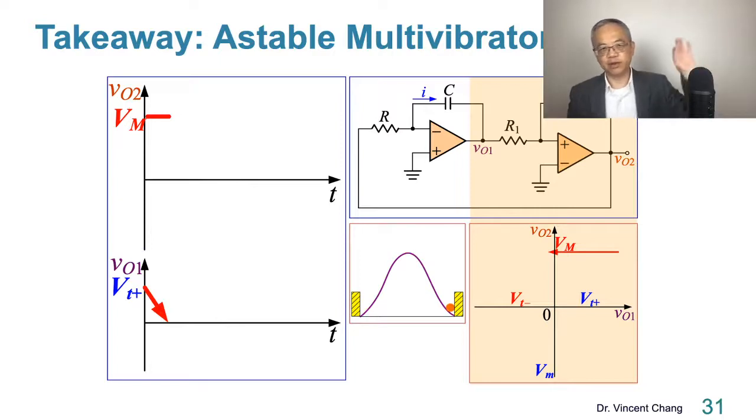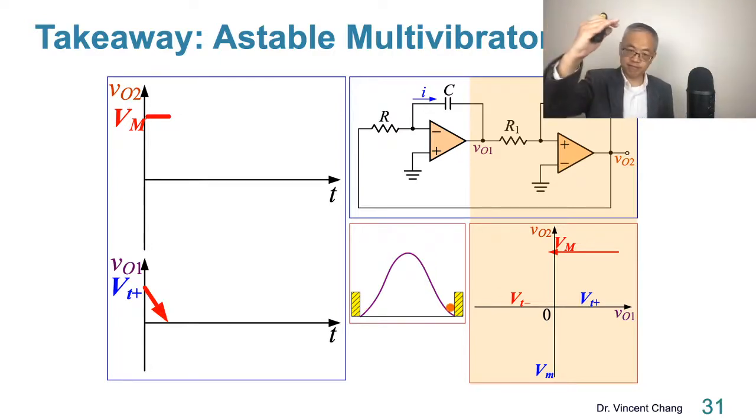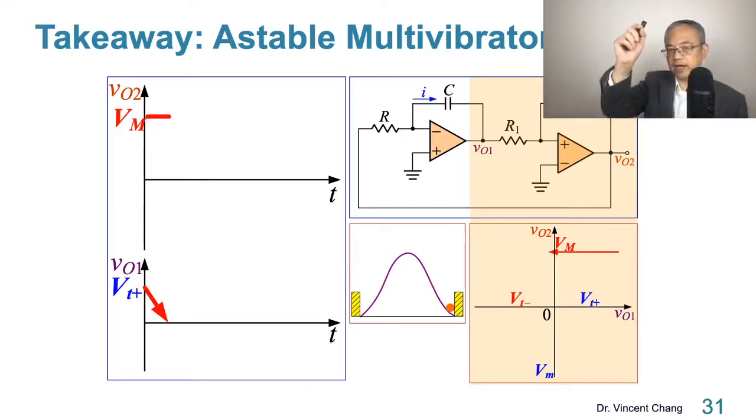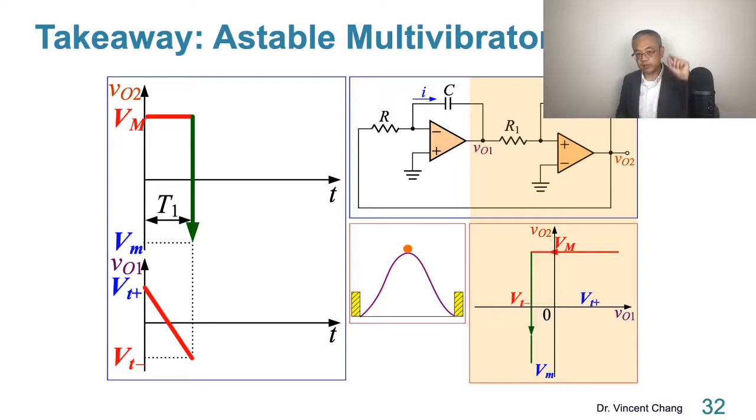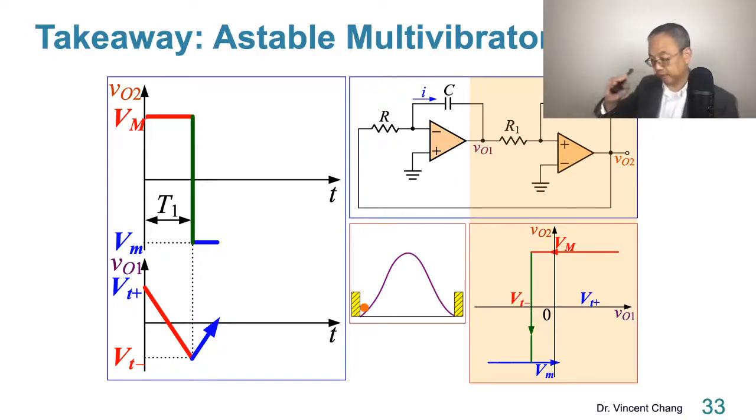Let's do it again. Red state, compare with the VT negative. As long as it's above the VT negative, this state can temporarily remain. And then when VO2 is high, then VO1 goes down because it's inverting. But when it touches the VT negative, the switch happens. Green, okay? Now VO2 is low state, and then you focus on the blue threshold. As long as it's below the blue threshold, this state can be remained. And then once it touches the VT positive, go back.